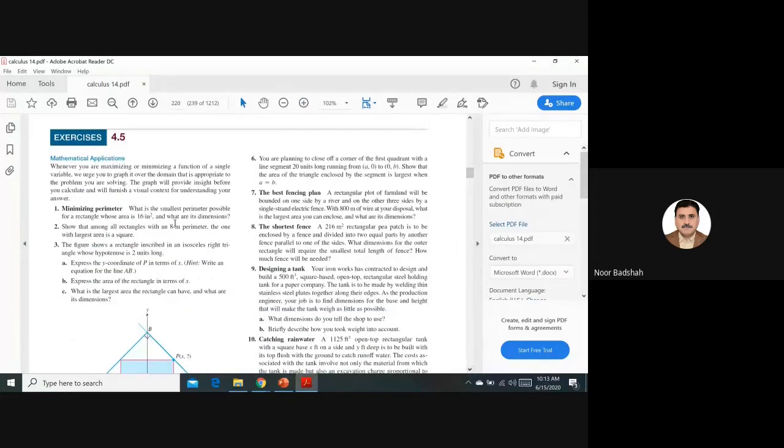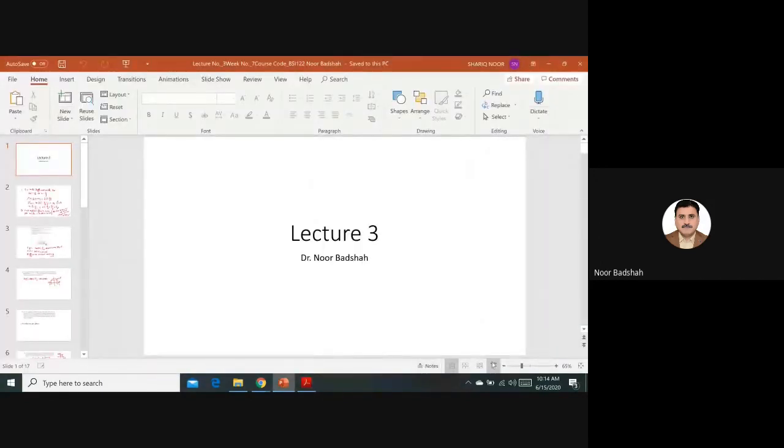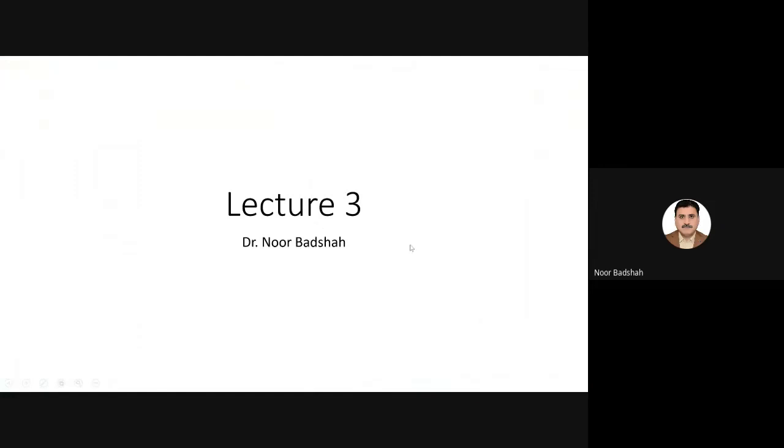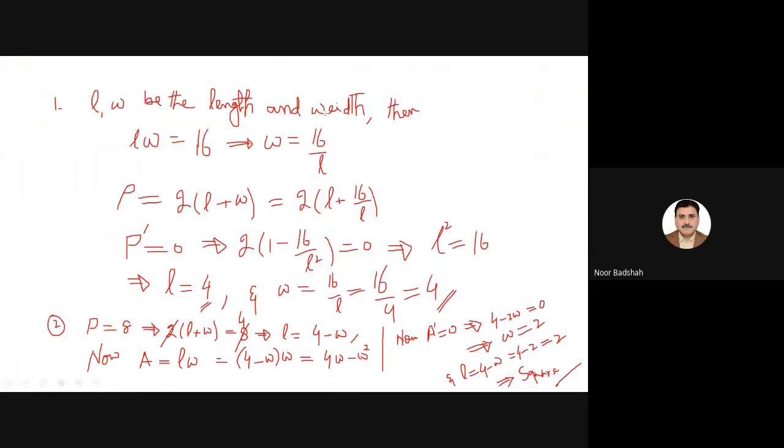Question one is saying, what is the smallest perimeter possible for a rectangle whose area is 16 inches square? And what will be the dimension? So this is solved here. If we check that one, we assume that L and W be the length and width, right? And then we say the area of the rectangle is given, that is 16. From here, we can find W is equal to 16 by L. Now, perimeter is defined as 2 times L plus W. I hope you know this thing.